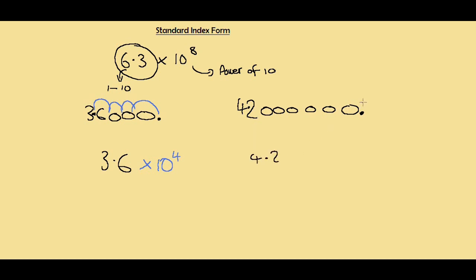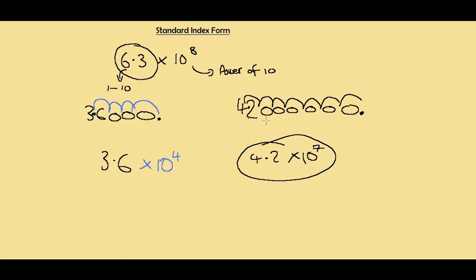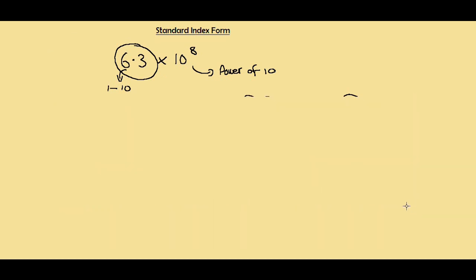So how many movements are there? Well, 1, 2, 3, 4, 5, 6, 7. So that's times 10 to the power of 7. And you can see that this is a bit quicker to write than 4.2 million each time. So that's how we convert from large numbers to standard index form numbers. But what about if we wanted to do it the other way around? Well, let's take an example, 3.47 times by 10 to the power of 5.